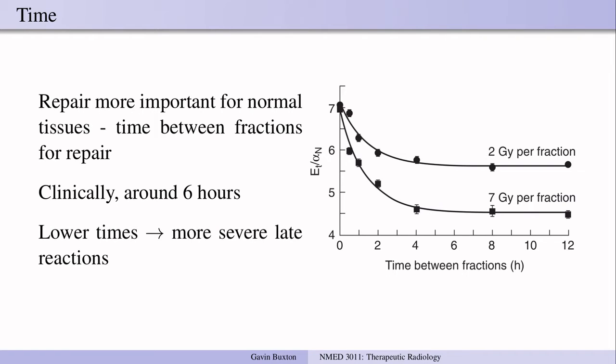Here's a plot of radiation damage in the kidney as a function of the time between fractions. As the time between fractions increases, the amount of radiation damage decreases. There was no difference in the rate of repair following doses per fraction of 2 or 7 grays. It all just depends on time, and 6 hours is when it plateaus out.